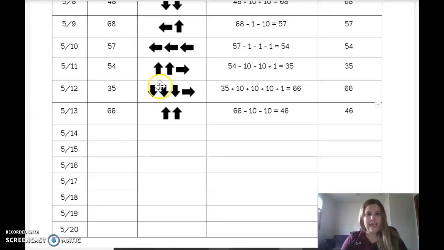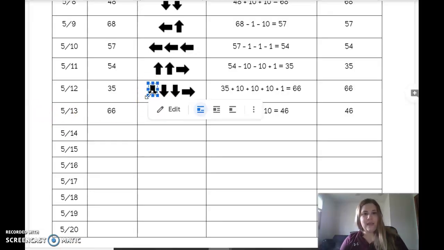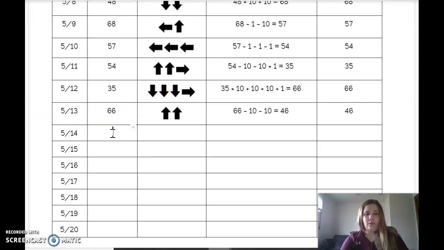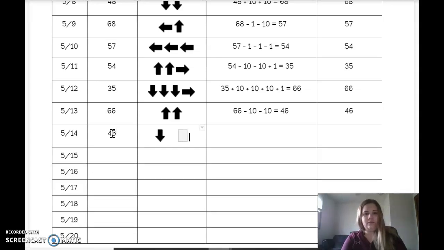All right, today is May 14th. We started on 46 and we went down, down, down. So our equation, like we talked about, would be 46 plus 10 plus 10 plus 10, and that equals 76. And that is where we end on 76.